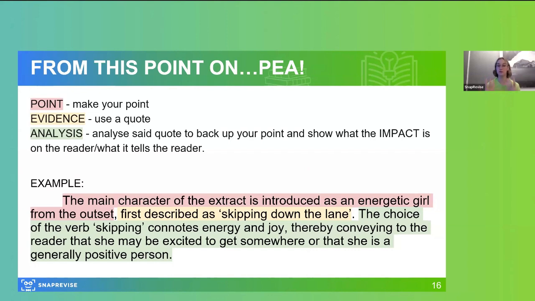Evidence, you use a quote to support it. And then analysis, you analyze the quote that you have picked and back up your point and show what the impact is on the reader, what it tells the reader.